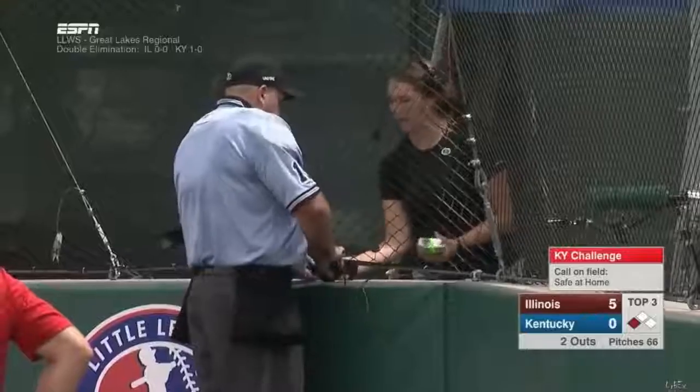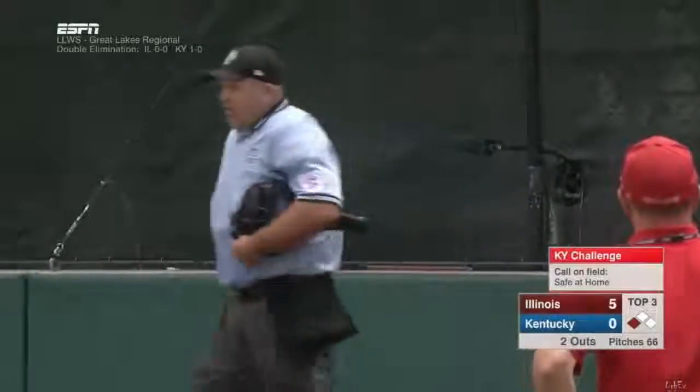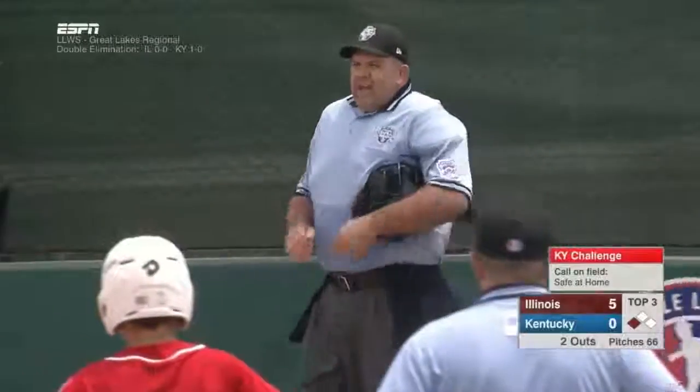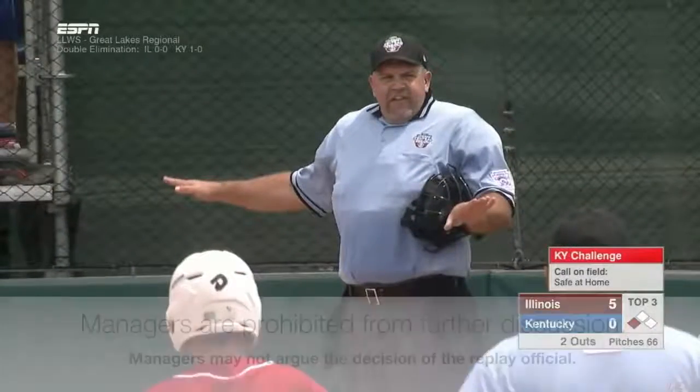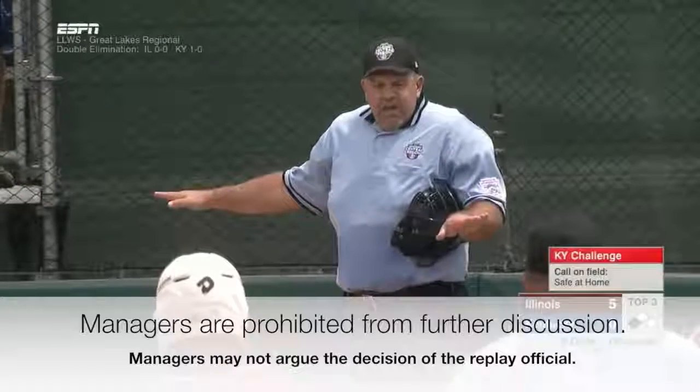After the umpire receives his communication, the umpire-in-chief will proceed directly to the dirt circle, and without facial expression or otherwise emotion, he will signal the decision of the replay official. At this point, managers are prohibited from discussing or arguing the decision of the replay official.